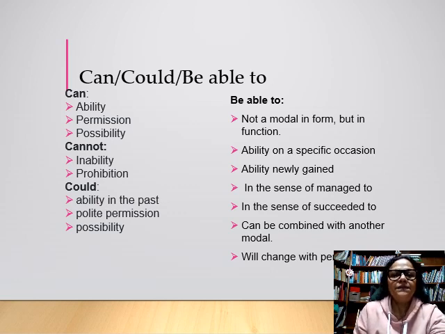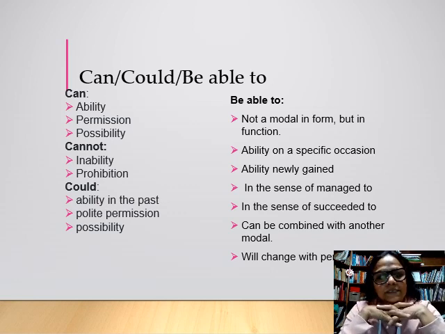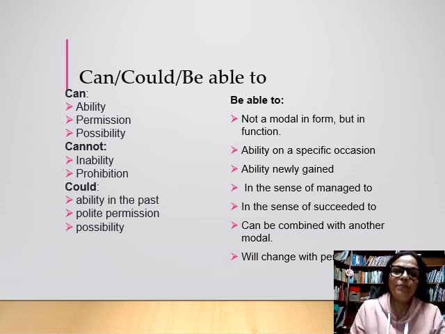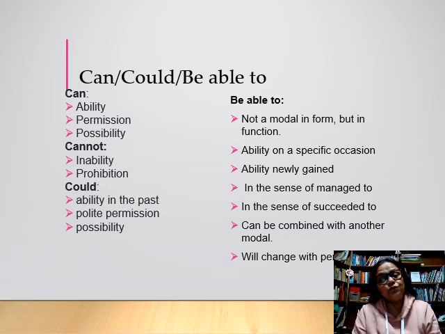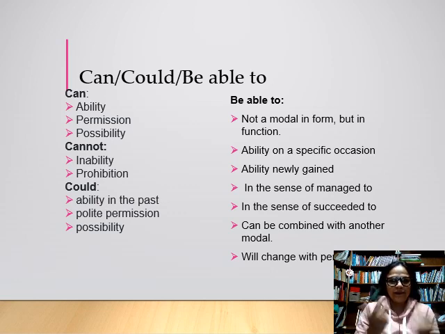Let us start with can, could, be able to. Can is about ability. When I say, can I teach? I am actually wanting to say that I have the ability to teach. I have been trained to teach. Now, can I teach? I'm not asking you whether I'm able to teach or not. I'm just seeking your permission. Can I start teaching? Can I teach?